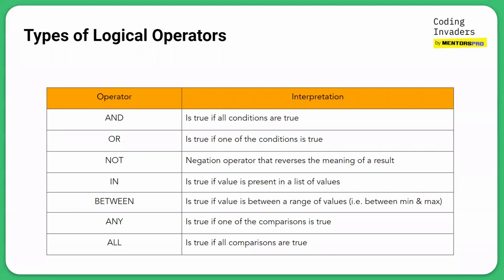Here are some common logical operators that you will use. Let's go through them individually. First, we have the AND operator. Suppose you have several conditions in a WHERE clause. With AND, it returns a logical true value if all the conditions are true. Otherwise, it returns a false value.